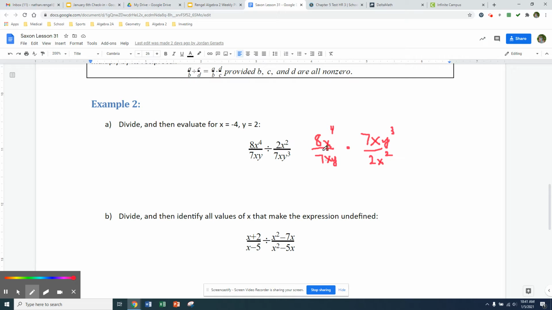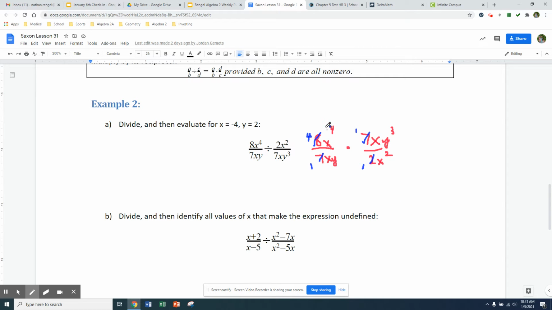Next, we'll look to start simplifying. So I'm starting to look at my numerator and denominator, and my 8 and my 2 are both divisible by 2, so that's going to become 4 and 1. And then my 7 is divisible by 7, and so is that 7. That's divisible by 1.